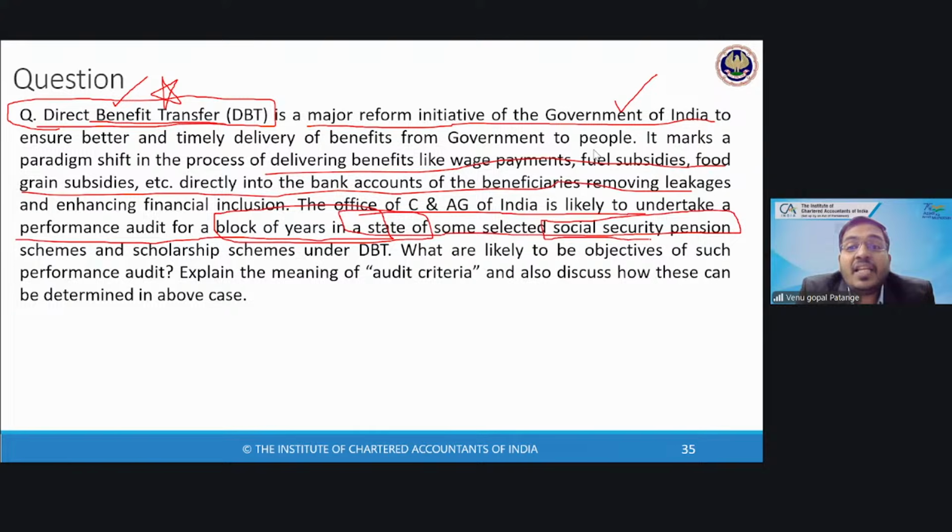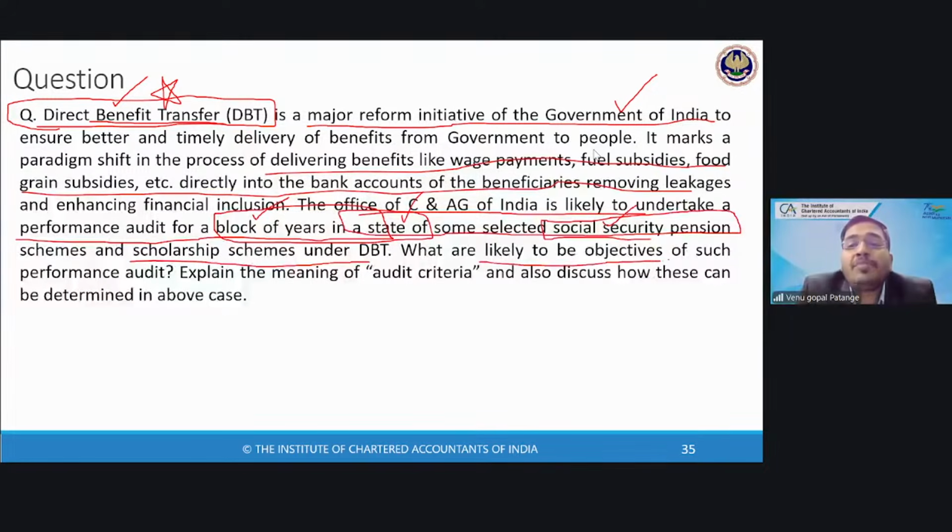Please understand the level of narrowing of scope. Direct benefit transfer is implemented across various initiatives. We are restricting ourselves to one state, for a block of years, with a defined nature, purpose, and extent, right? And not all programs: pension programs and scholarship programs, not food grain subsidy, fuel subsidy, or wage payments. So the objective scope has to be narrowed down.